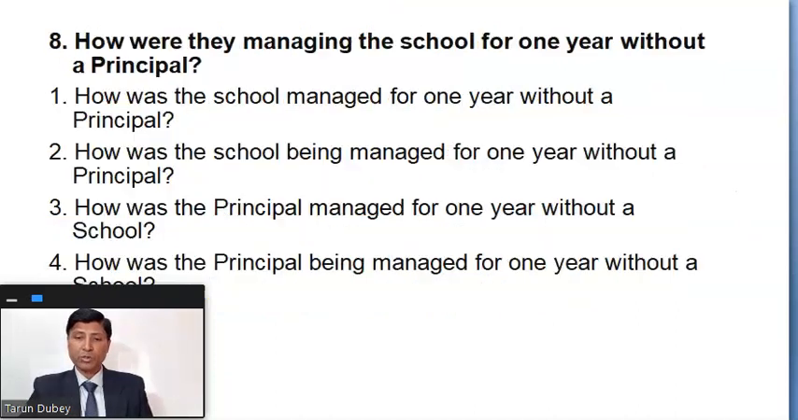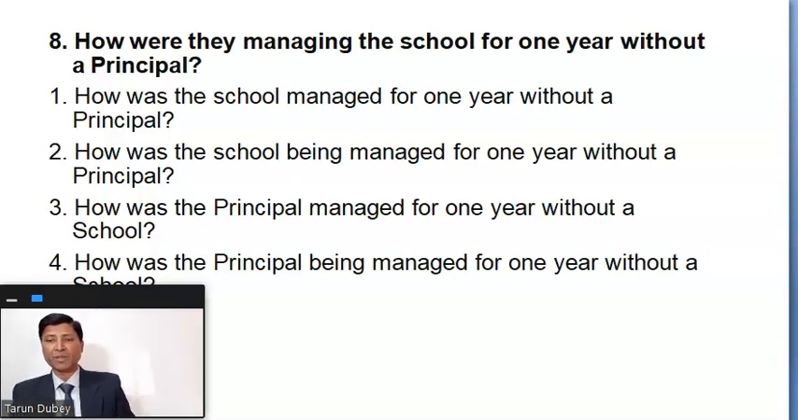Okay. Next, question number 8. How were they managing the school for 1 year without a principal? Find the keyword. Auxiliary verb plus main verb X is the keyword, and B plus V3 is the keyword for the passive. So how were they managing? Were managing is the keyword. Was, were plus V4 is the past continuous tense, active. What will be the passive? Was, were plus being.